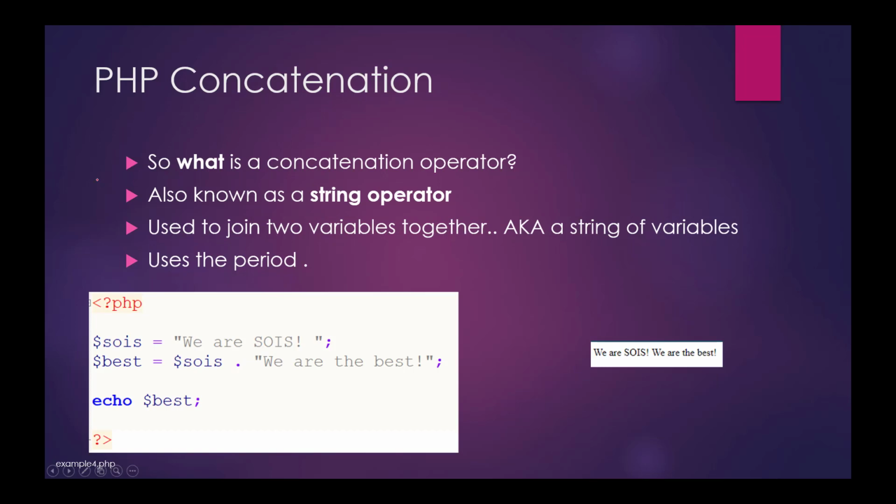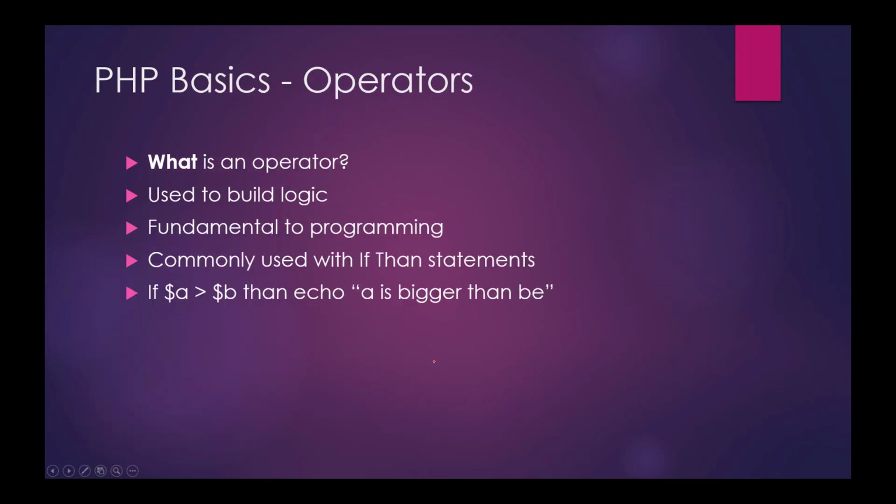Next thing we're going to talk about is PHP operators. First off, what is an operator? It basically allows you to do logic in PHP. It's fundamental to any programming language. It's generally used with things like if statements. We're going to learn about the syntax of if statements next week. This is just focusing on the operators themselves. In general, it's things like checking if variable A is larger than variable B, and if it is, echo out "A is bigger than B."